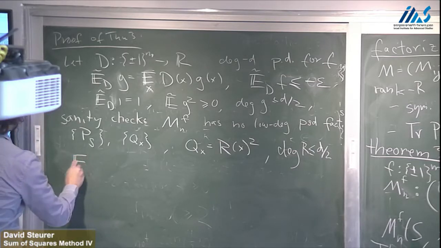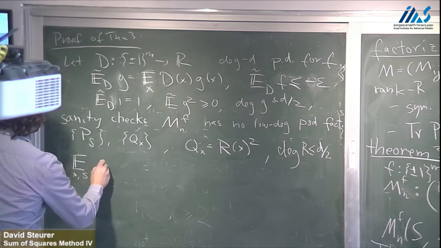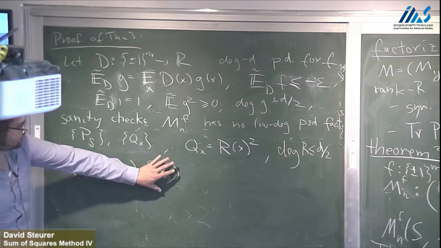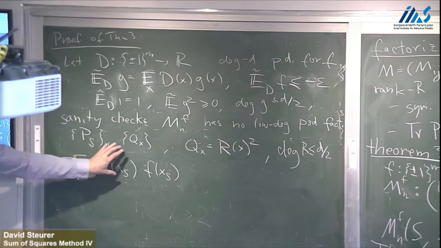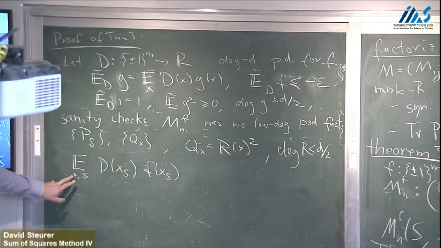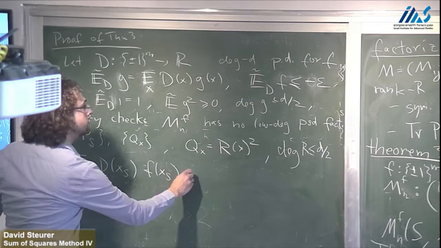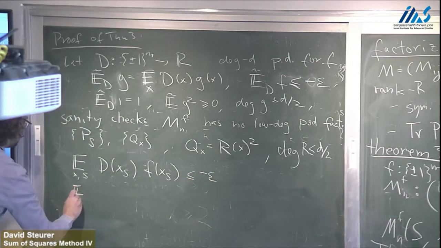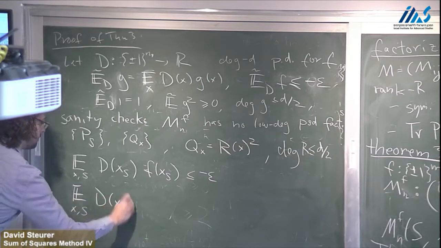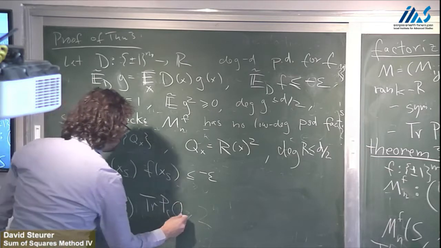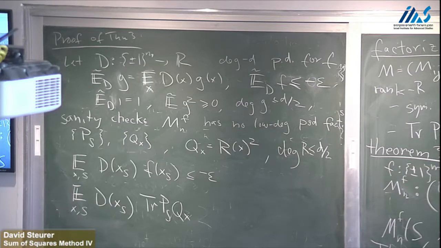So let's first look at the average over X and S of d of x sub s, f of x restricted to S. Here we average entries of the matrix using the pseudo distribution. Because if you fix S, this expectation is the same as this one, we know that this is at most minus epsilon. But on the other hand, if I average those, then like we discussed before, this is the same as the Frobenius norm of the square root of P sub s times R of x.